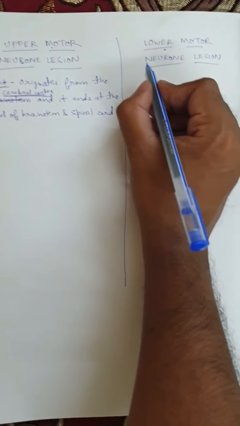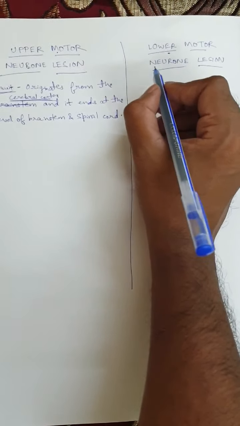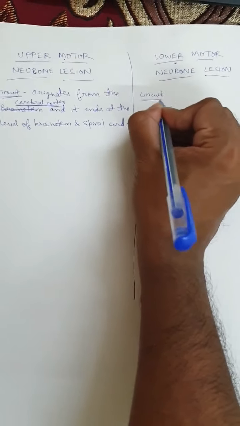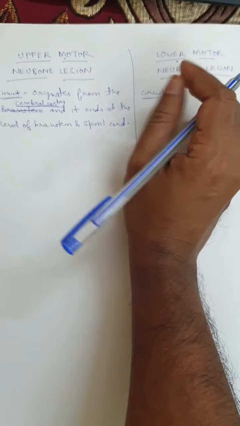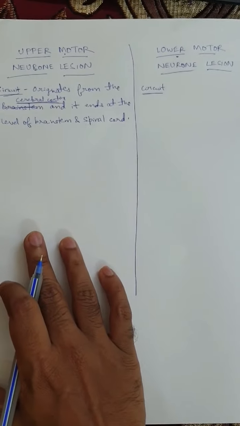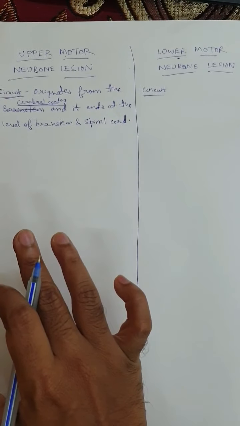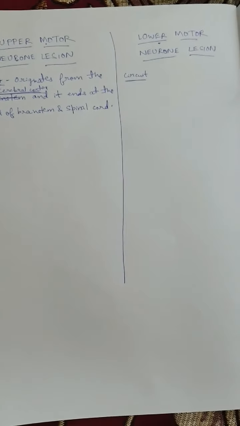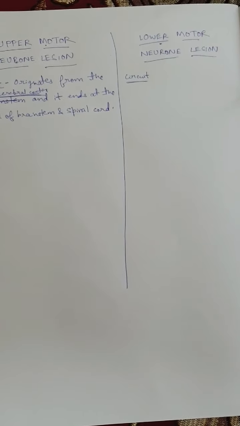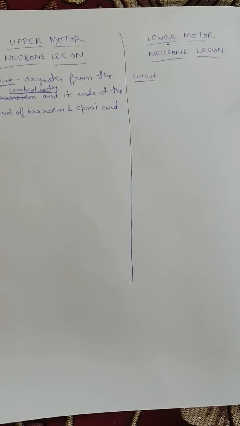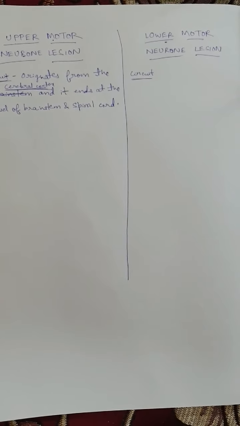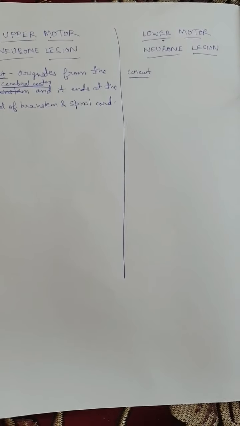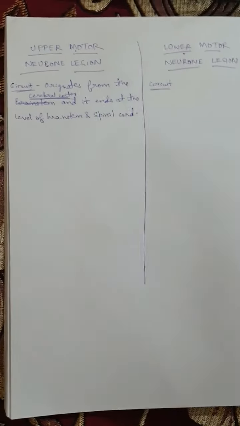Okay, now we come towards the lower motor neuron lesion. The circuit, first of all, this is the physiology. If you understand the circuit, then subsequently we'll be going into the pathology, and ultimately to the clinical features. When you examine the patient, first you do the general examination, then the neurological examination, and upon seeing the signs and symptoms, you tend to make a diagnosis, whether it's an upper motor or a lower motor neuron lesion. It's a very fundamental part of neurology. Okay, circuit.